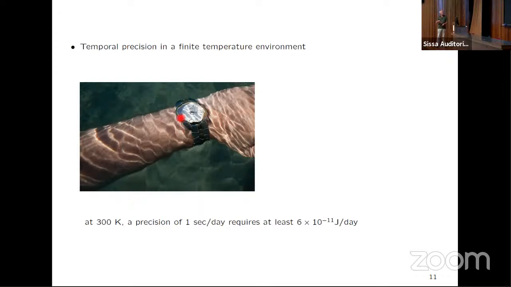And what we know by now is that if you operate a clock at room temperature and you want it to be precise with, let's say, an error or precision of 1 second per day, you have to pay at least 10 to the minus 11 joule per day. Now, this figure sounds completely crazy, and it's not obvious at all. Perhaps not completely crazy, but certainly not obvious. And I'll now show you how you get to such a result and how universal it is.